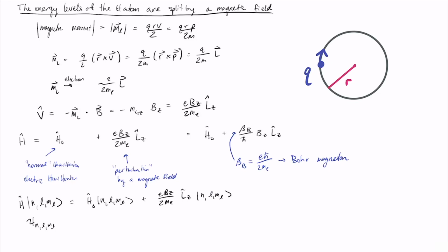Okay, now by construction, these are eigenstates of H naught, and so we know what the energies coming off of these ought to be: just En times |n l m sub l>. And then the second one, again, these functions are also eigenstates of Lz with eigenvalue h bar times m sub l. So we plug these in now, and what we get is e Bz over 2me times m sub l times h bar on |n l m sub l>. Or in other words, this is equal to En plus beta B, the Bohr magneton, times m sub l, times the original function.